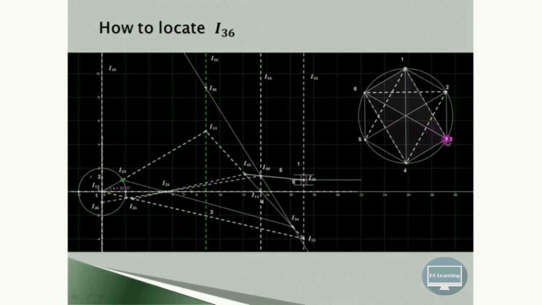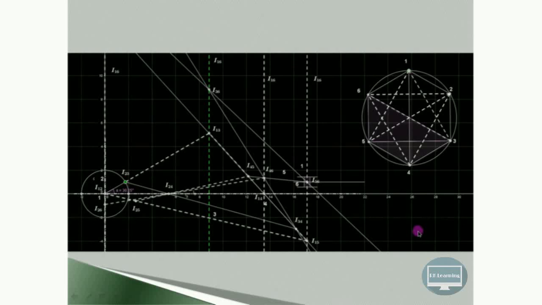Now the other combination is 3 4 and 4 6. So this is 3 4 and 4 6. Join that, it is already joined, and extend. They will intersect at this particular point. That is the line joining this I16 and I13 at point 3 6. So in this way we can locate I36.